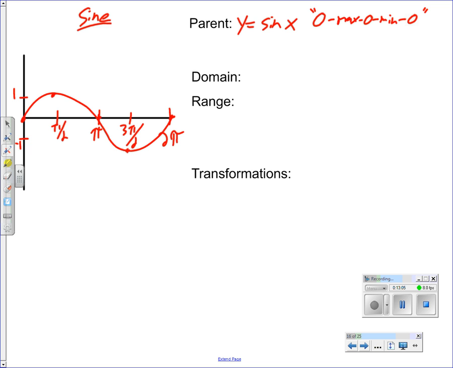From that we can look at some of our properties. The domain for a sine function is all real numbers. So you can put any number into your calculator for sine, and you'll get a number back. The range: all values for sine are between -1 and 1.